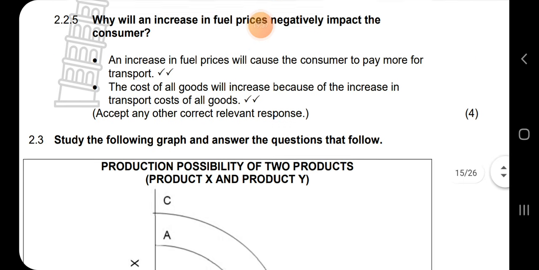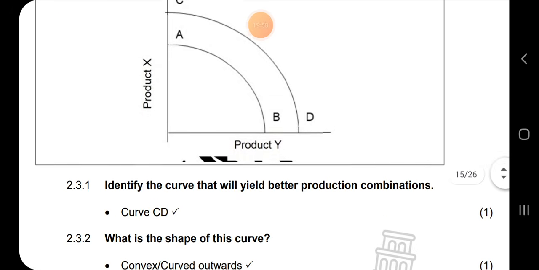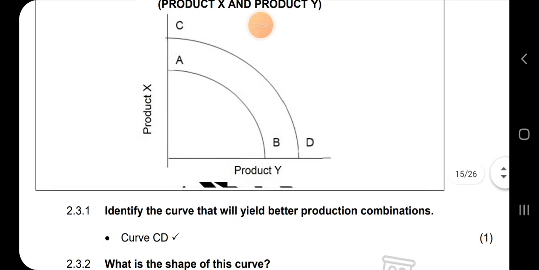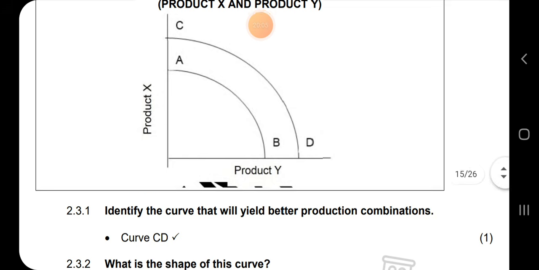Okay? Yes. So 2.3 says, study the following graph and answer the questions that follow. This is a production possibility curve of 2 products, product X and product Y. So identify the curve that will yield better production combinations. So that is CD. It will yield better production combinations.